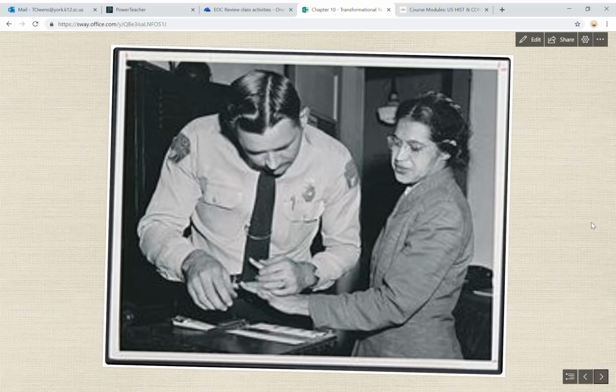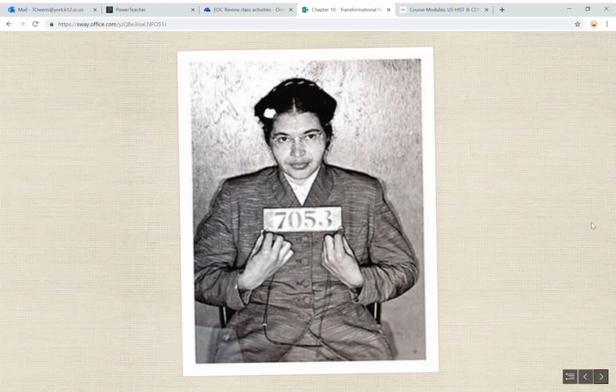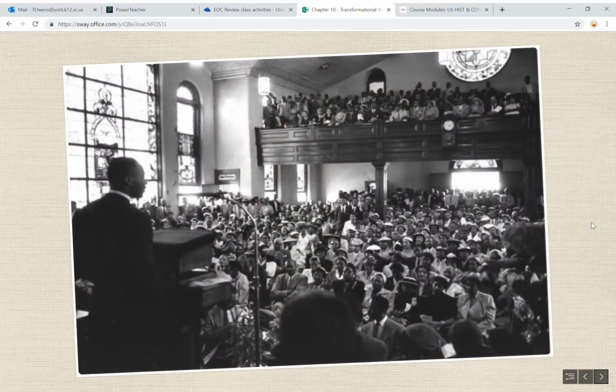And think about what could have happened. Think about what could have gone wrong. Think about what they could have done. And I think that this just kind of adds to the incredibleness of this story and the bravery it took for her to do that.